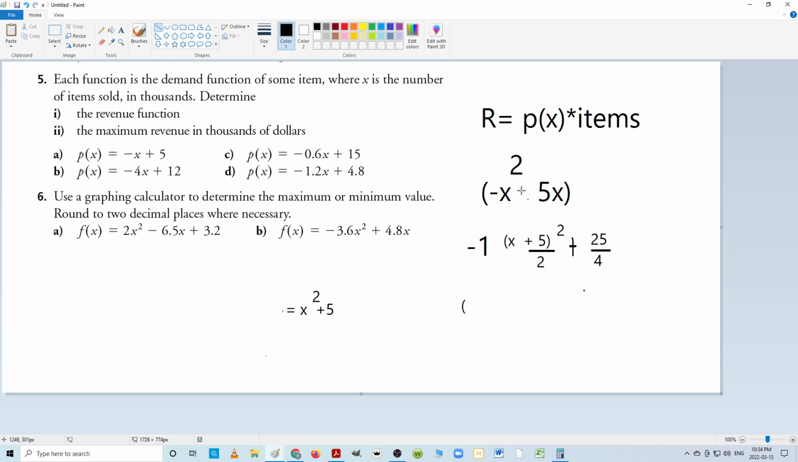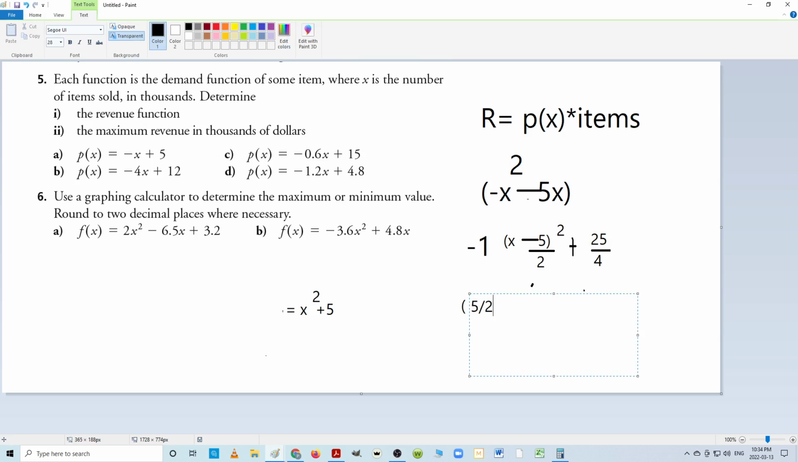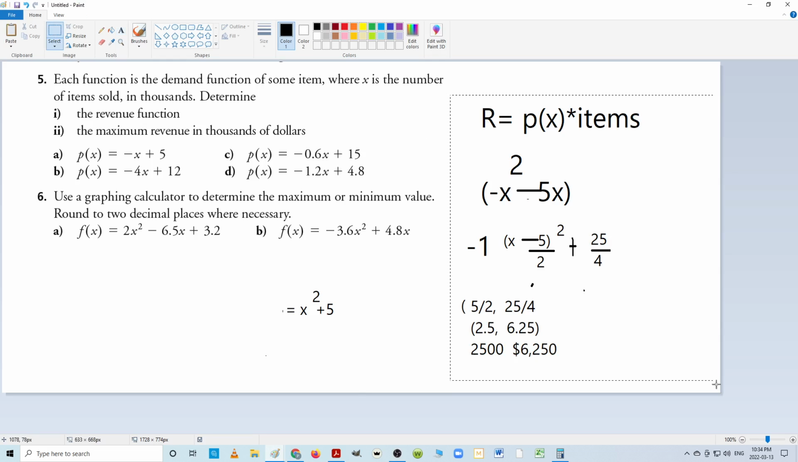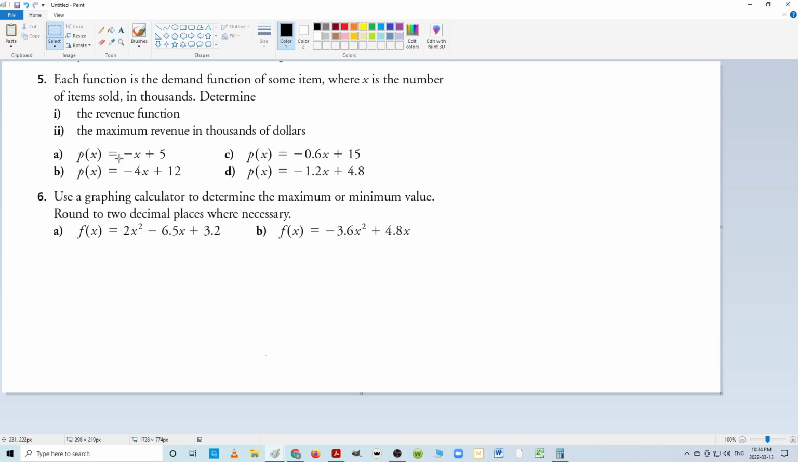Which means this down here is not a negative. I was clued into that because I can't have negative products sold. So I can tell you now that the vertex is this over this, which is essentially 2.5 over 6.25, which means I sell 2,500 products for a maximum of $6,250. And it's a downwards facing parabola, and they'll all be like that. So you just essentially multiply all the command functions by x.